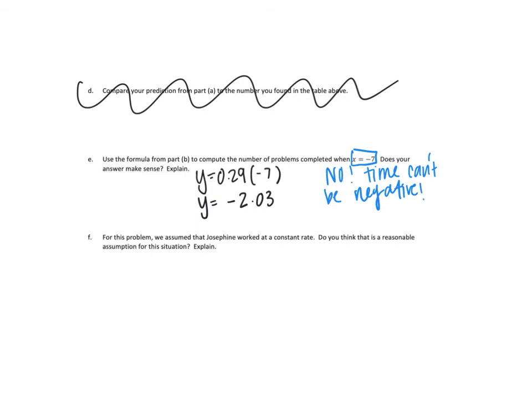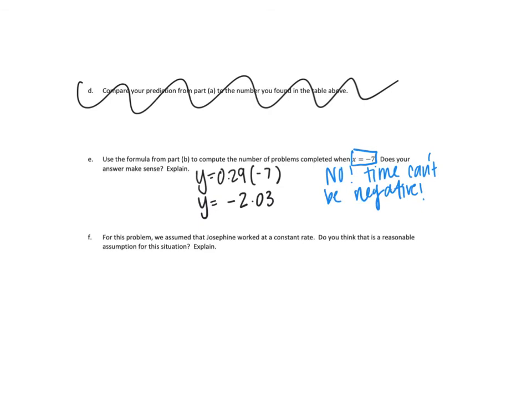And we're not going to do a negative amount of problems. So the negative here is what is not making any sense to us. And then it says, for this problem, we assumed Josephine worked at a constant rate. Do you think that's a reasonable assumption? So think about yourself doing your homework. Do you think that you work at a constant rate, which means for every question you spend the exact same amount of time on? Is that reasonable?